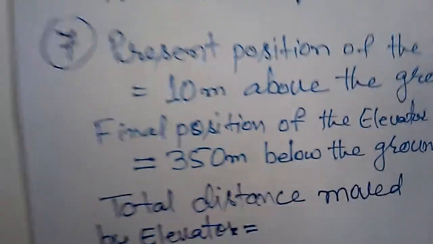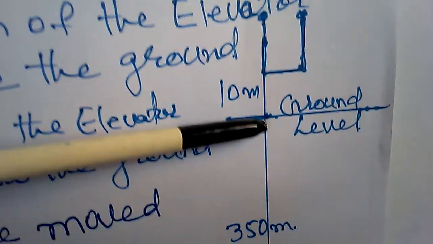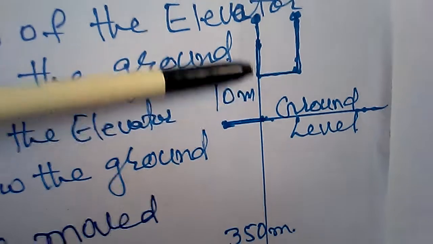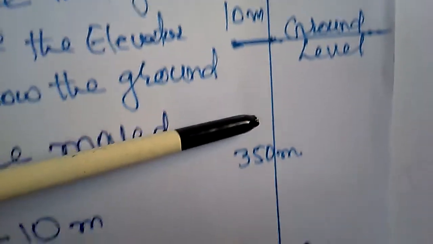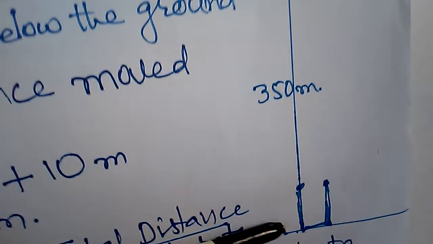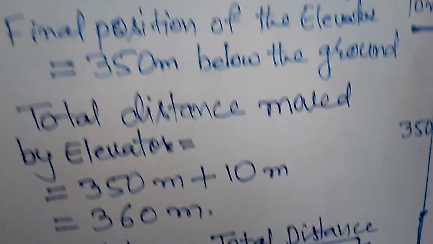Question number 6 we have done. You can see the picture here. This is an elevator 10 meter above the ground level. This is ground level, 10 meter above the ground level the elevator is there, and the elevator is moving below the ground level up to 350 meter. It happens in coal mines generally.